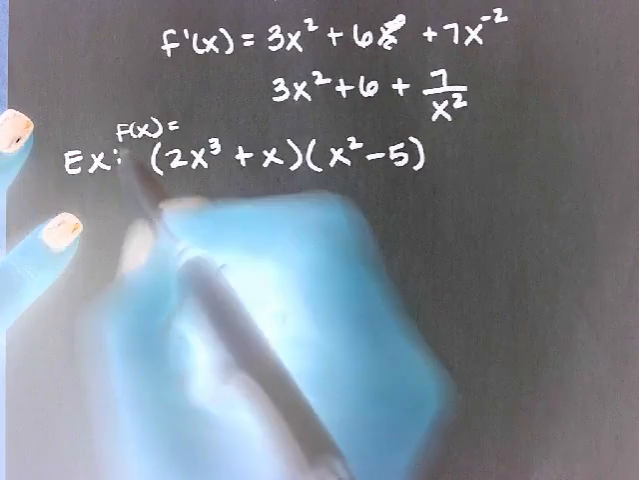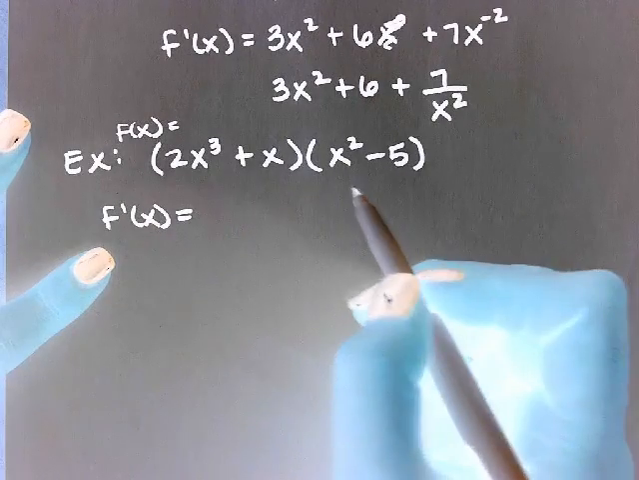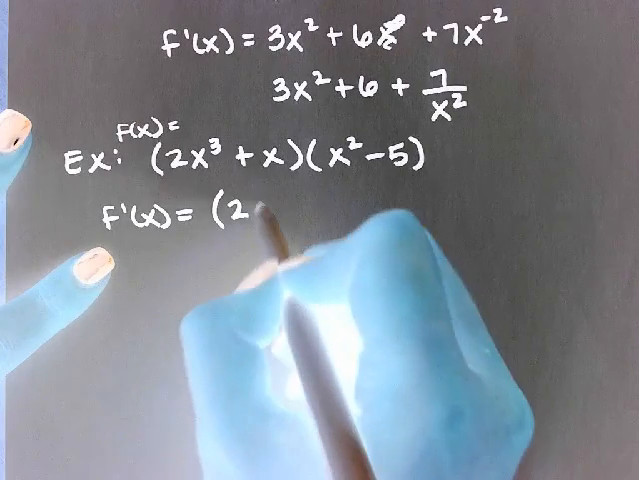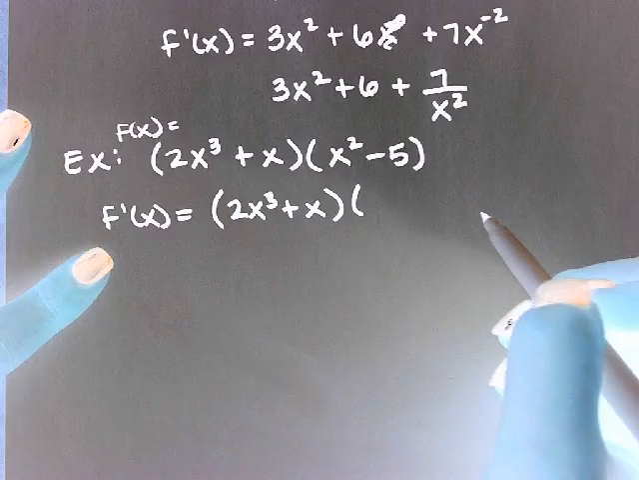So if we do it the way that I prefer it, we do first times the derivative of the second, so I'm going to keep the first one the same. And what's the derivative of the second piece?